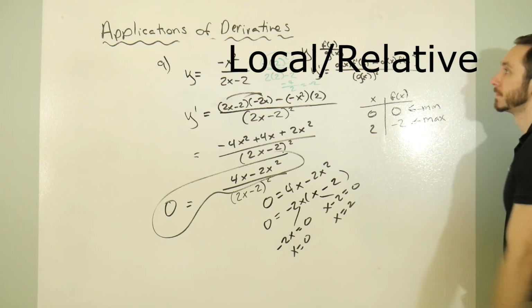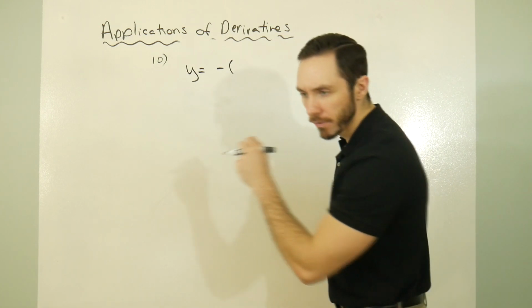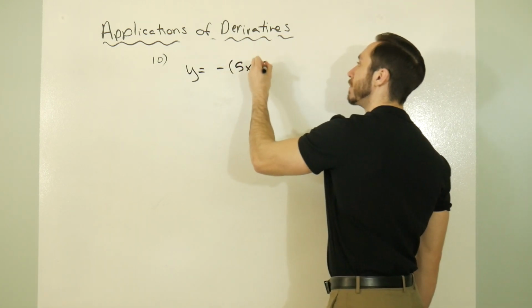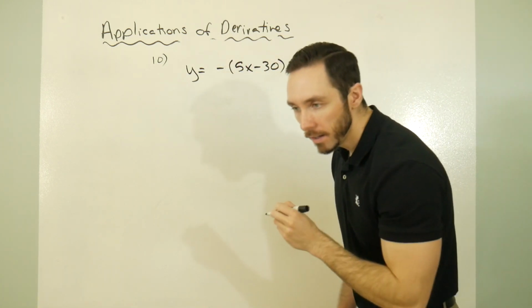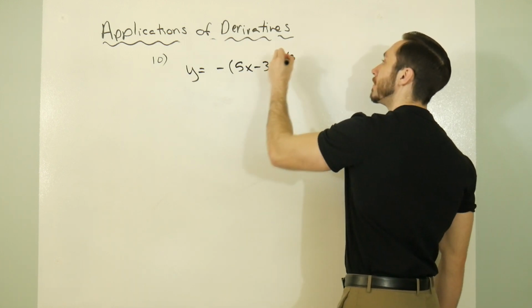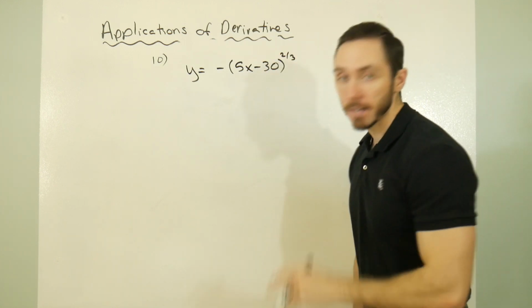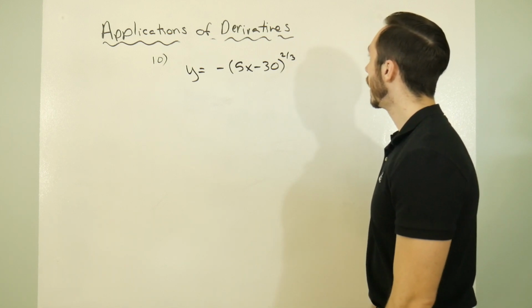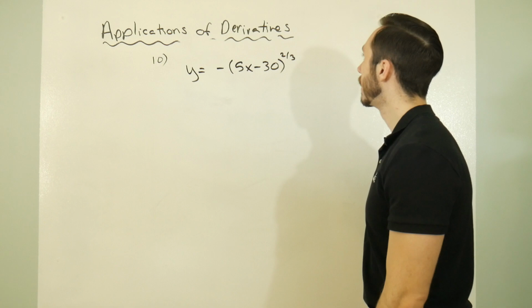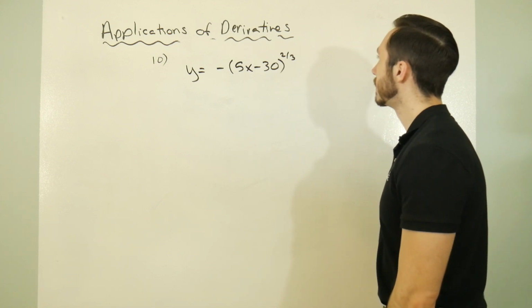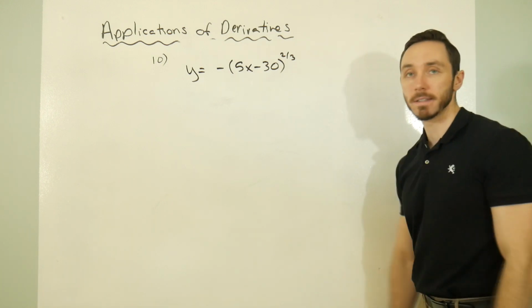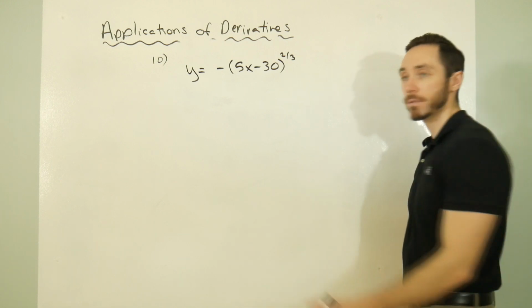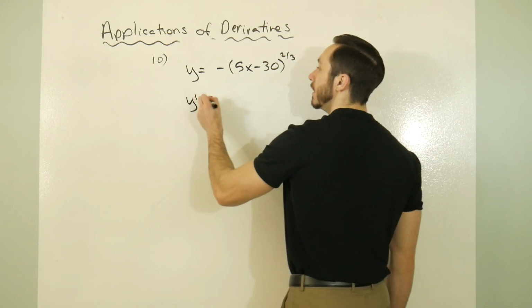All right, we're dealing with negative 5x minus 30, all to the 2/3 power. And again, we're looking for relative extrema of this thing. So let's do it. Okay. Let's consider not the endpoints, because that's not something we have in a situation like this. Y prime is probably the direction I'd start.